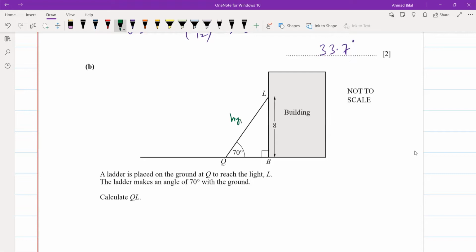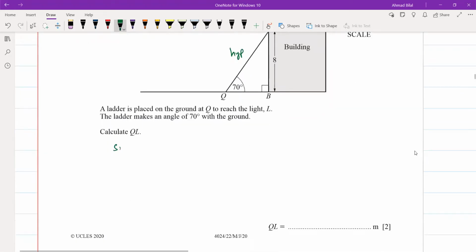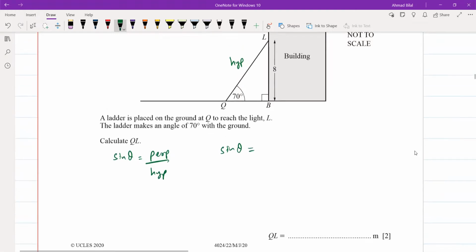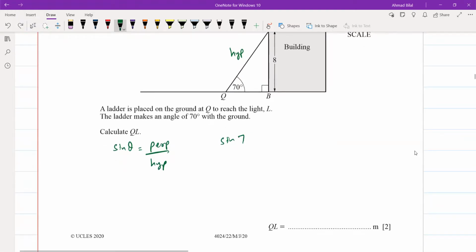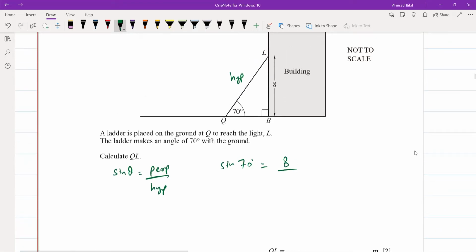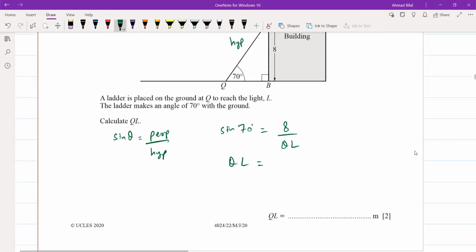अब QL क्या है? QL is the hypotenuse. According to this angle, this is the perpendicular. Perpendicular और hypotenuse में क्या ratio होती है? Sine, right? So sine theta is equal to perpendicular over the hypotenuse. So that gives you sine 70 equal to 8 over the hypotenuse, that is QL. यहाँ से आपके पास QL आ जाएगा. QL is equal to 8 over sine of 70 degrees.